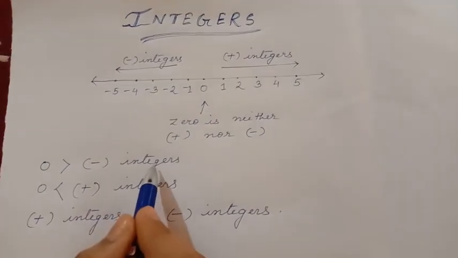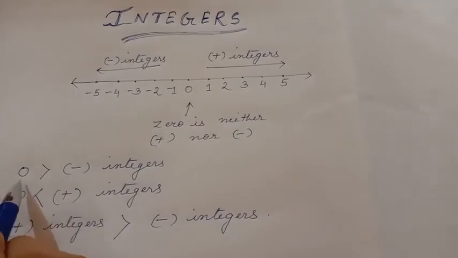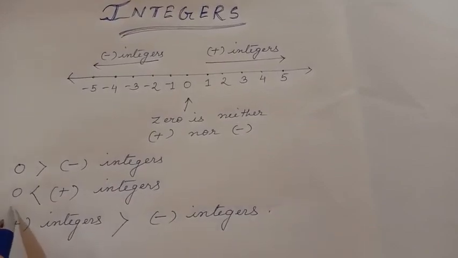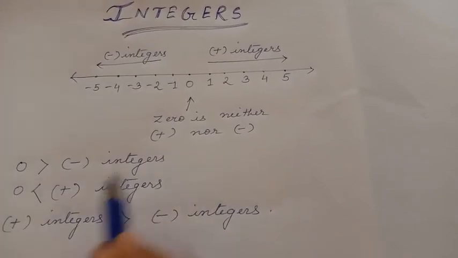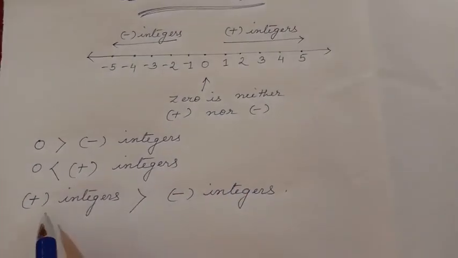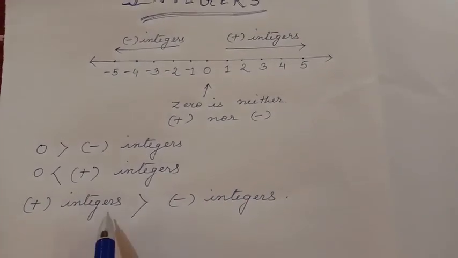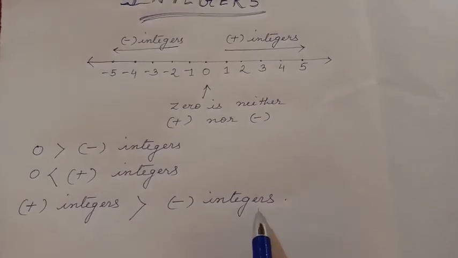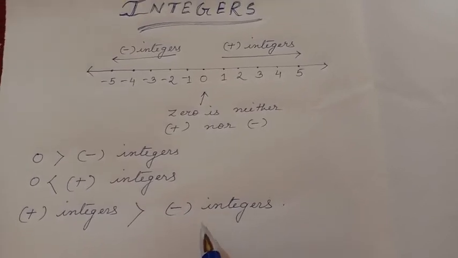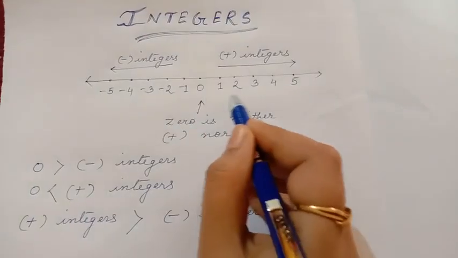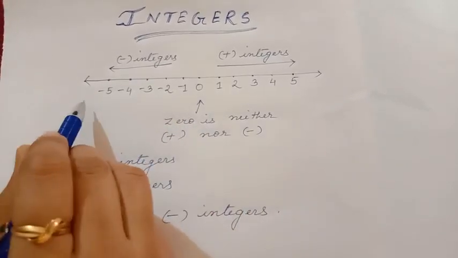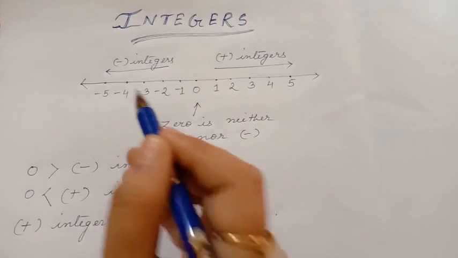Any negative integer is less than 0, and any positive integer is greater than 0. 0 is neither a positive nor a negative integer. Any positive integer is greater than any negative integer. Numbers right of the 0 on the number line are larger in value, and numbers left of the 0 are smaller in value.